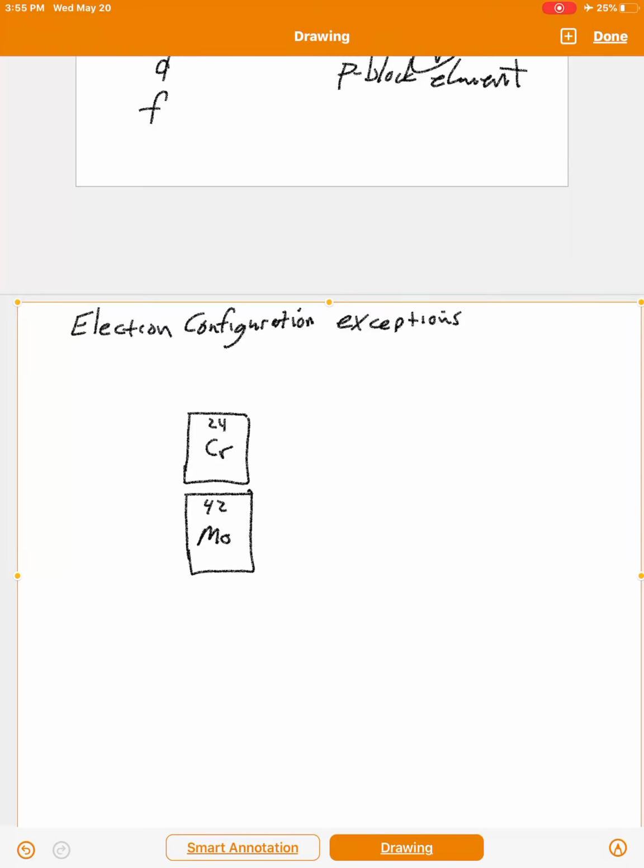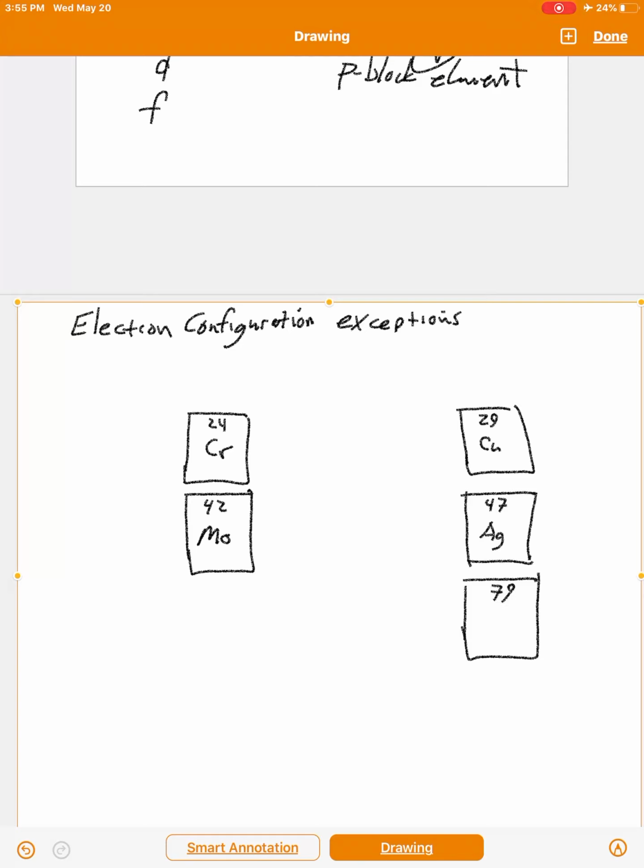42, molybdenum. And then coming over to copper. I don't know why I said silver. Copper is 29. Below that is silver, which is 47. And gold, which is 79. Okay, those 5 elements.